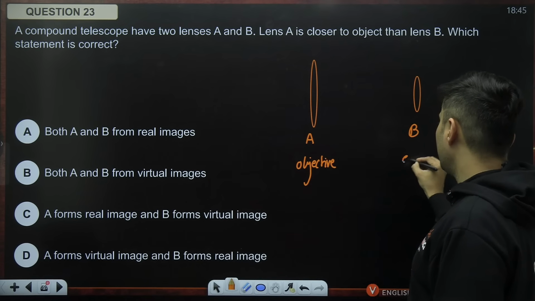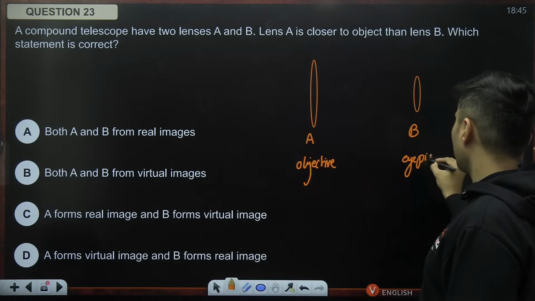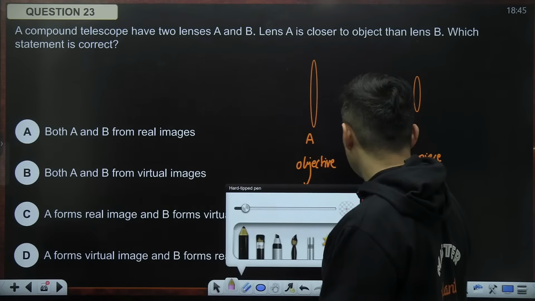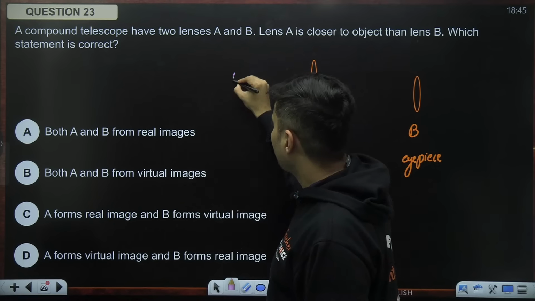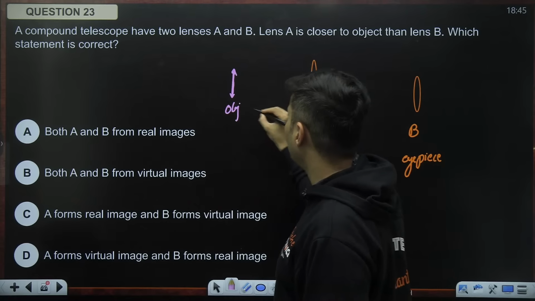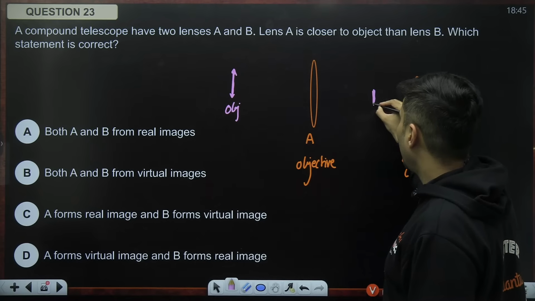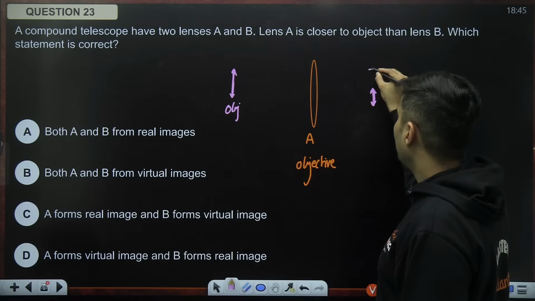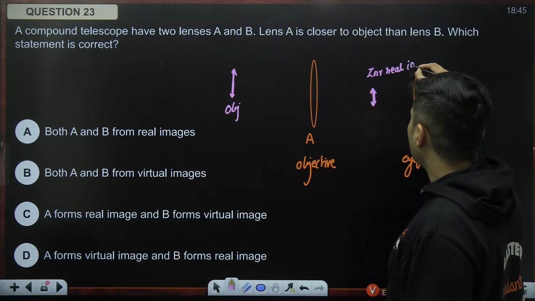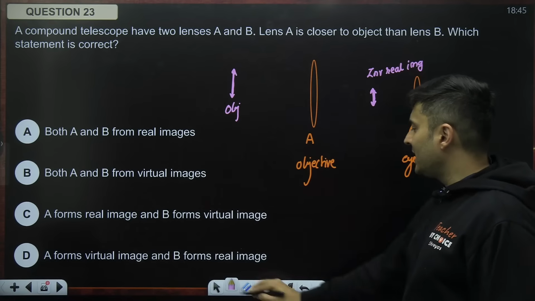This B is called the eyepiece. Eyepiece is smaller. Then which of the statements is correct? So what happens is, if you are seeing some object over here, you will see an inverted real image being formed by the first lens.